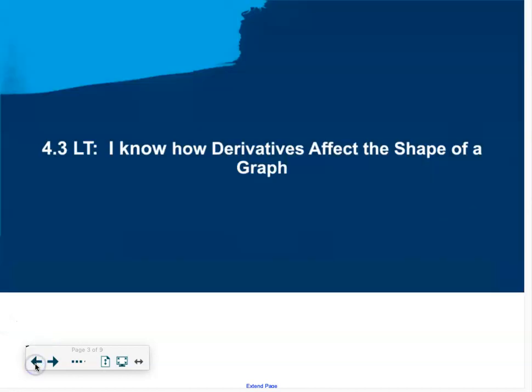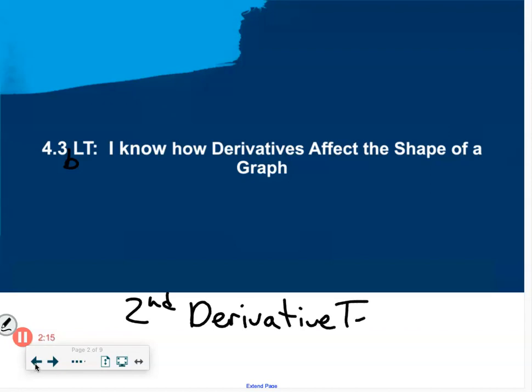All right, so today we are doing section 4.3b. Same learning target as yesterday, except if you like to, I don't know how many of you like to give your notes a title, but if you want to give your note a title today for 4.3b, it would be second derivative test.